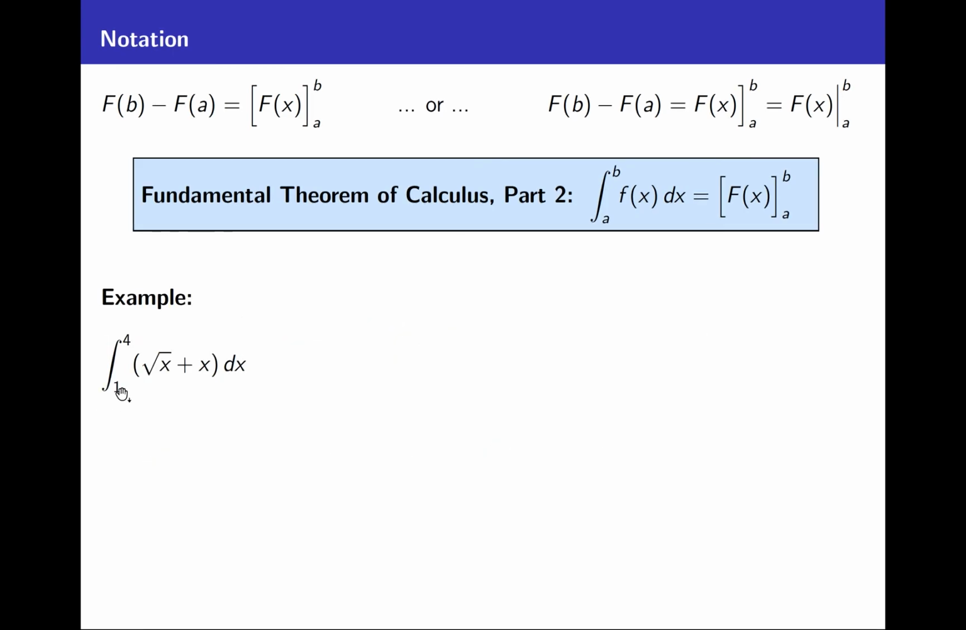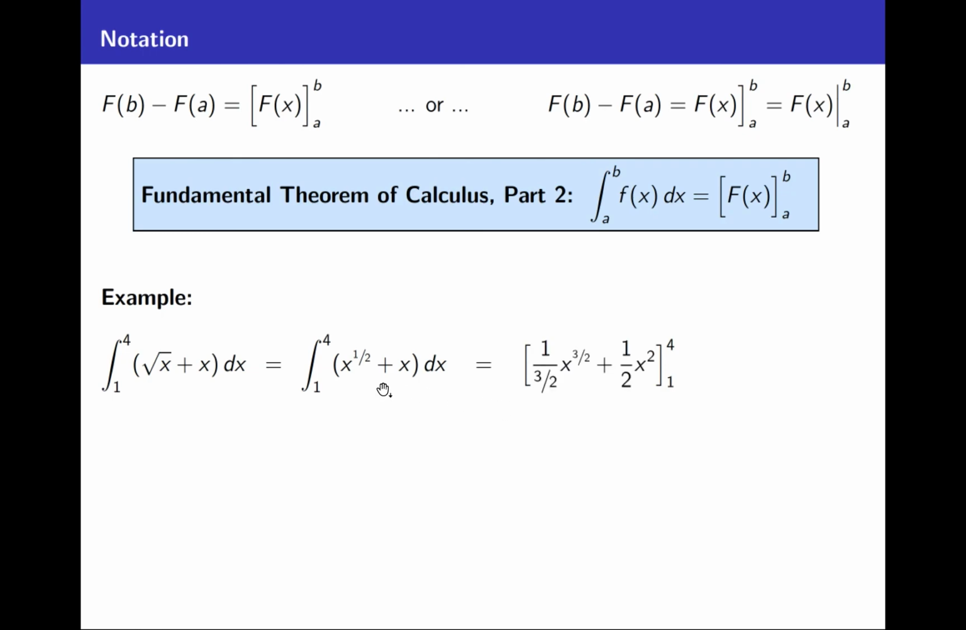Another example, integral from 1 to 4, square root of x plus x dx. Now looking ahead a step, we want to find an antiderivative of square root of x plus x. So you probably want to write that square root of x as a power so you can use the power rule. So let's do that conversion. We get this integral. And the Fundamental Theorem of Calculus Part 2 says we need to find an antiderivative of x to the 1/2 plus x, put it here between the brackets, and then go from 1 to 4.